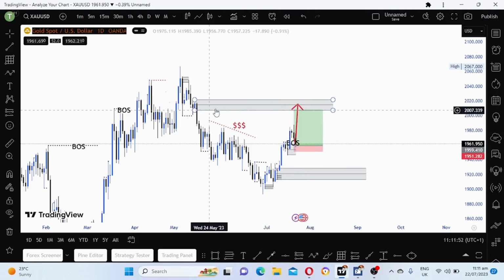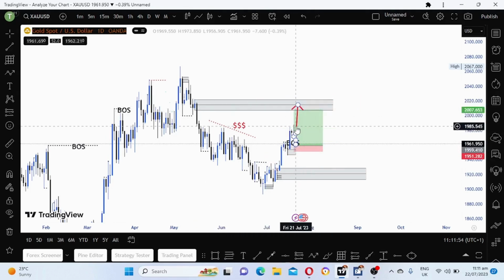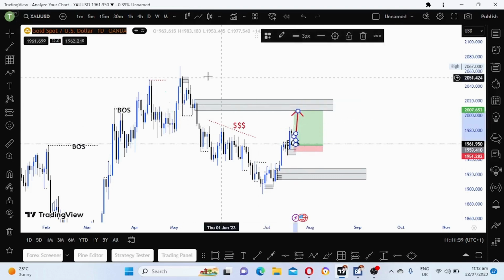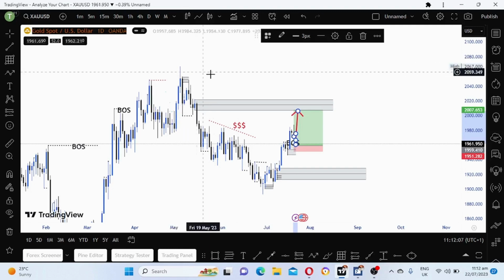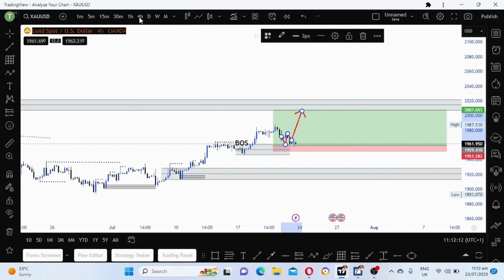We're targeting this supply zone which is here. That's where I know the market will reverse, or it can just go further and break this high which is here. So this is our last high. So the price might break it because we are in a bullish trend, guys. So now let's move to H4 to check what is happening there.